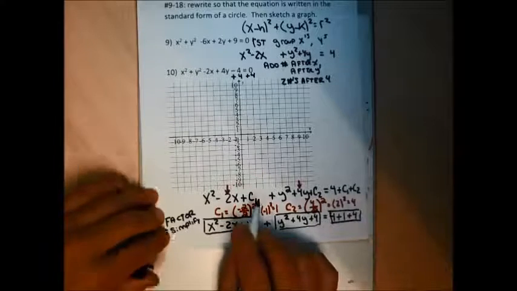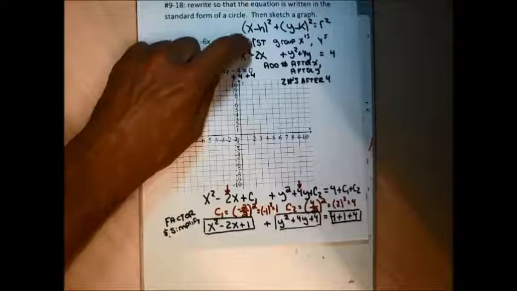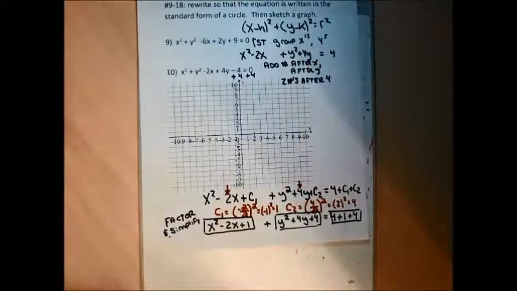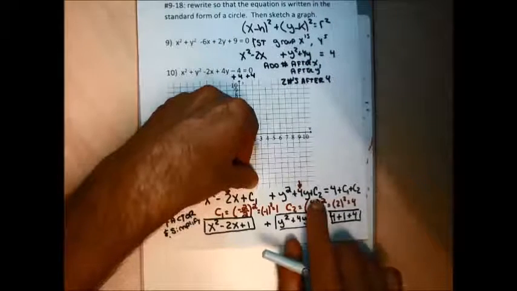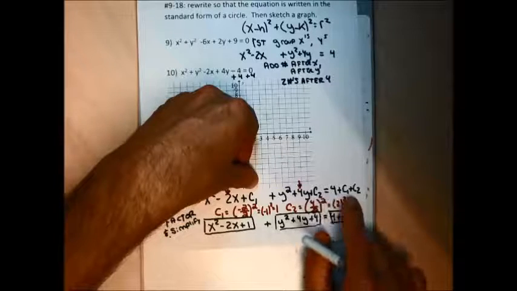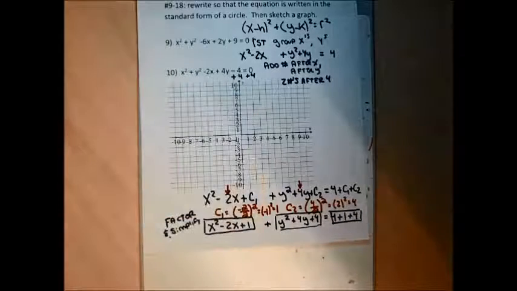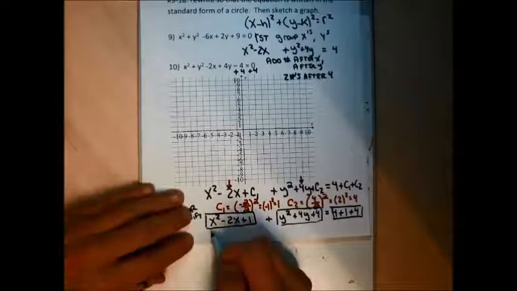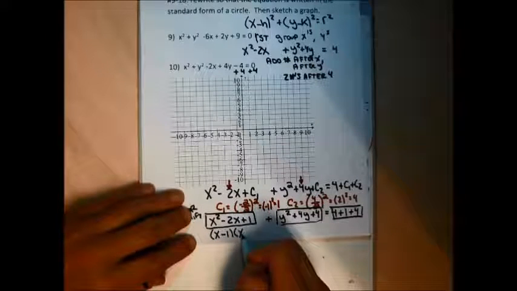So step 1 was to group the x's and the y's and move the number over to get the x's and y's to be the only thing on the left-hand side, the numbers on the right-hand side. And then I added a number after the x's, I added a number after the y's, and I added that same number on the right-hand side to keep my balance. And now I'm going to factor. X squared minus 2x plus 1 factors into x minus 1 times x minus 1.